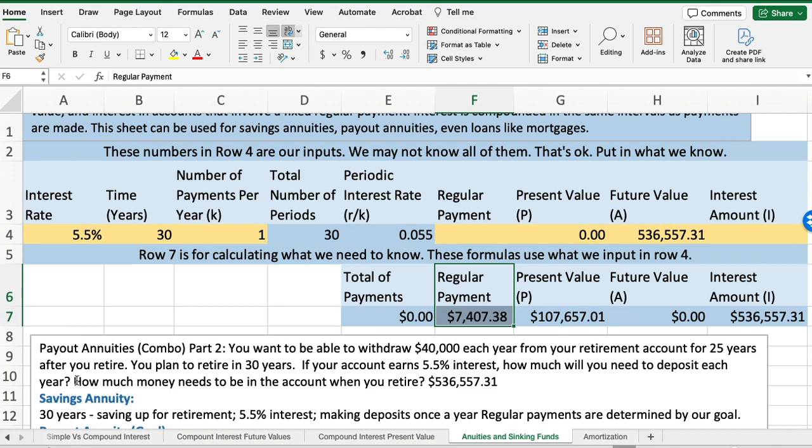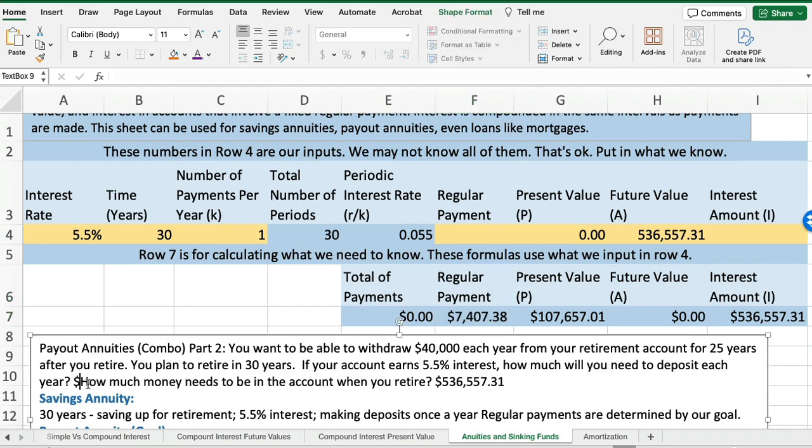So it's in column F. So I'm going to go ahead and type that dollar amount here. It's $7407.38, which is quite a bit less than the 40,000 that we're going to be withdrawing. And part of the reason for that is that we've got 30 years to put aside money instead of just 25. So that answers the two questions there.